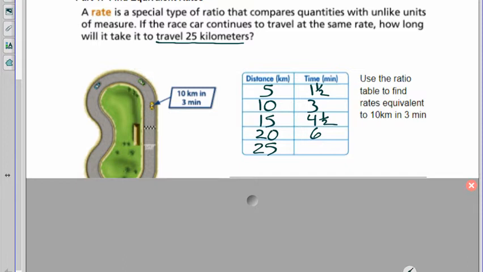I can get that lots of ways. I could add the 10 and the 15 together. I could do the 5 and multiply it by 5. I could add the 20 and the 5 together. So let me do that. I'm just going to add these together. 5 groups plus 20 groups is 25 groups. So I'm going to add the 1.5 and the 6, and I get 7.5 minutes.